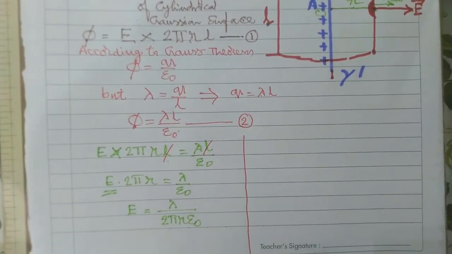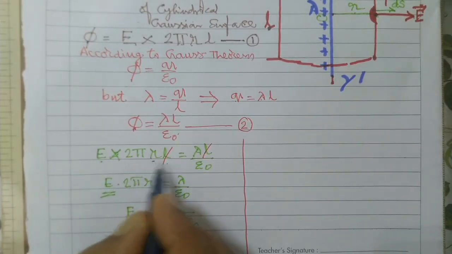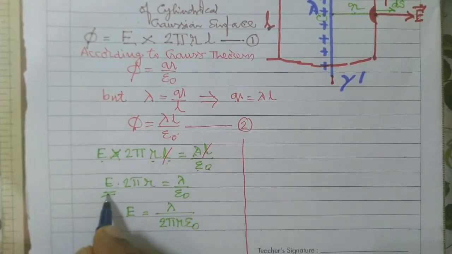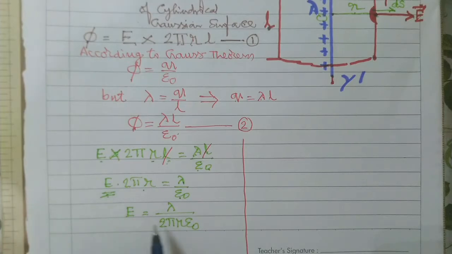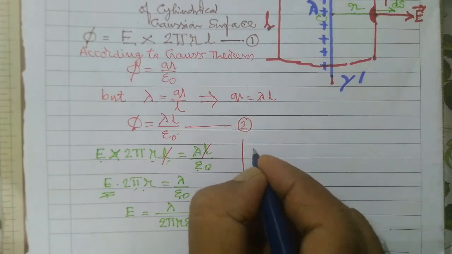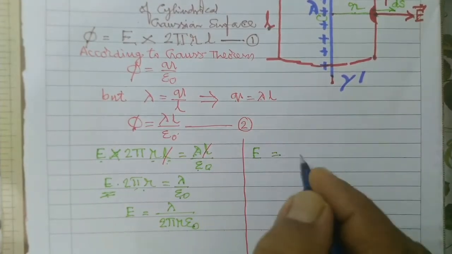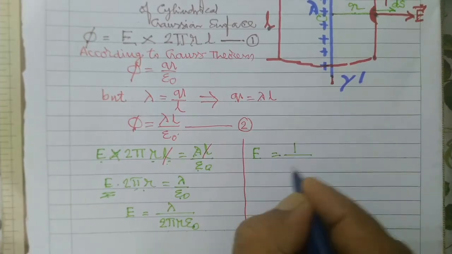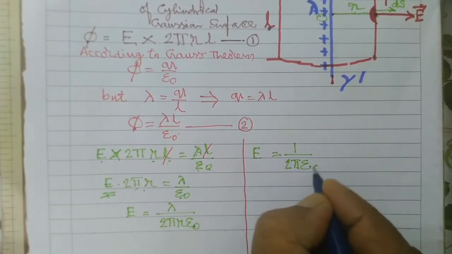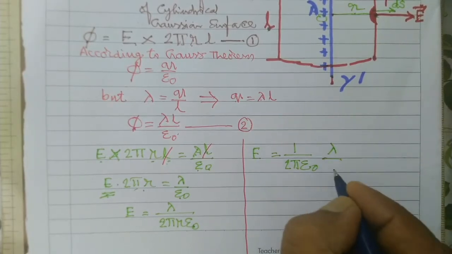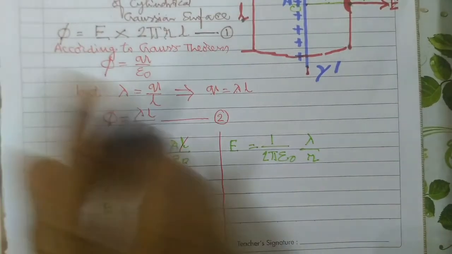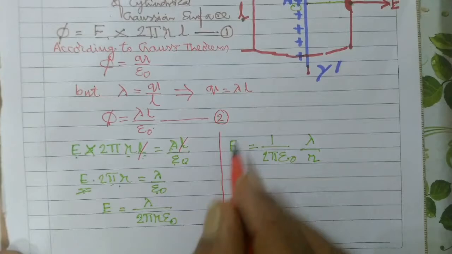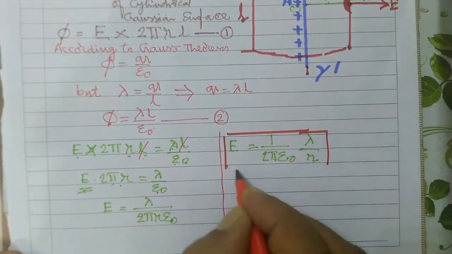See here, I moved the notes up. Once again I will explain. E into 2 pi r L is equal to lambda L by epsilon 0. L gets cancelled, so E into 2 pi r is equal to lambda by epsilon 0. Our aim is to find E. Therefore, bring down the 2 pi r: E is lambda by 2 pi r epsilon 0. Generally, we indicate it like this: E is equal to 1 by 2 pi epsilon 0 times lambda by r. This is the final expression. We call this the scalar form.